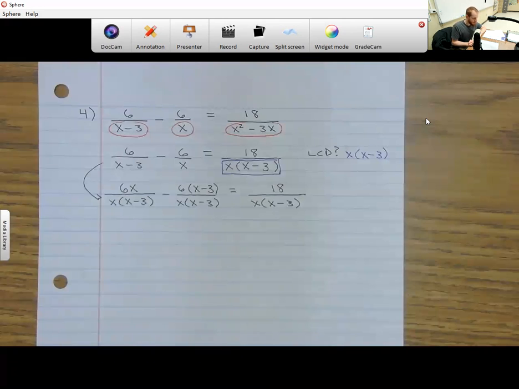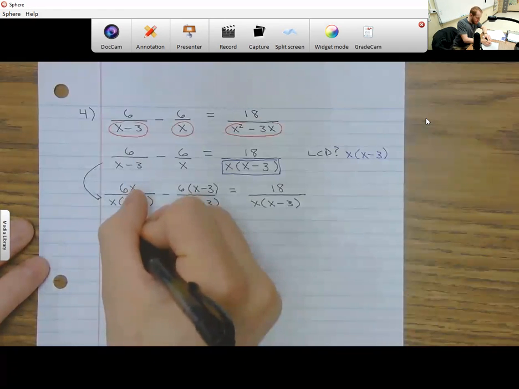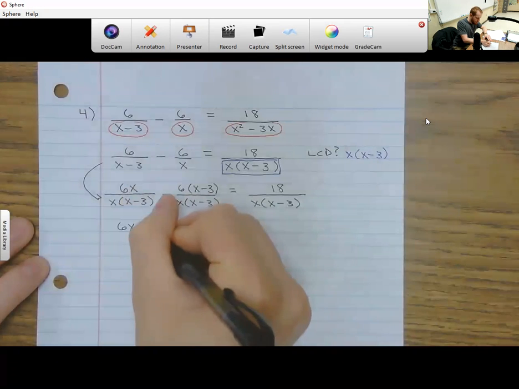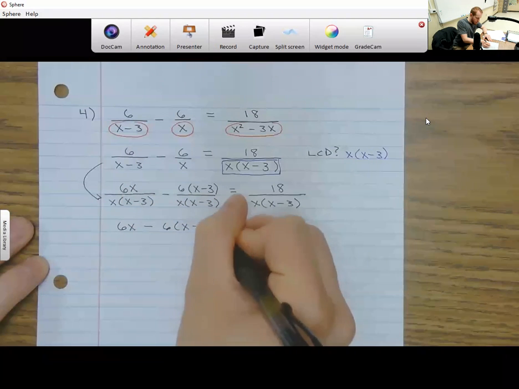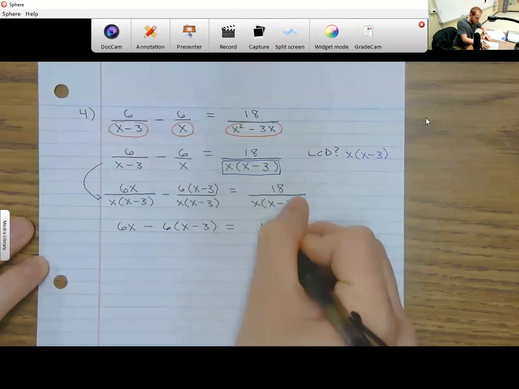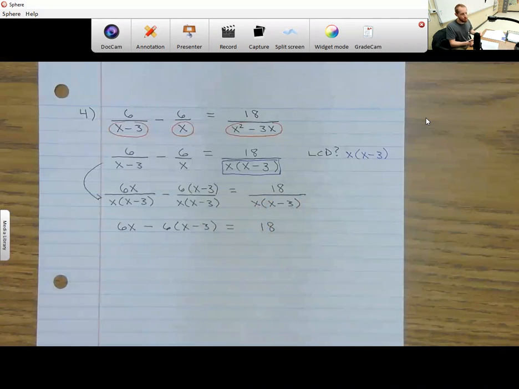So now what I can do is lift off the numerators from their denominators, right? So let's lift those off. I'm going to have 6x minus 6 times x minus 3 equals 18. So now I'm just considering the numerators. I'm not considering the denominators anymore because they're all the same at this point. Okay, so now I have something that I can easily solve for x, right? I would just have to simplify a few things first.